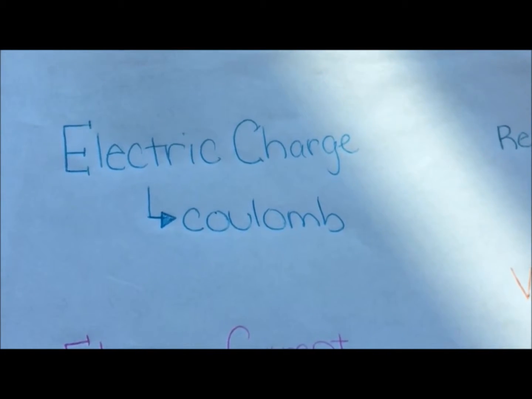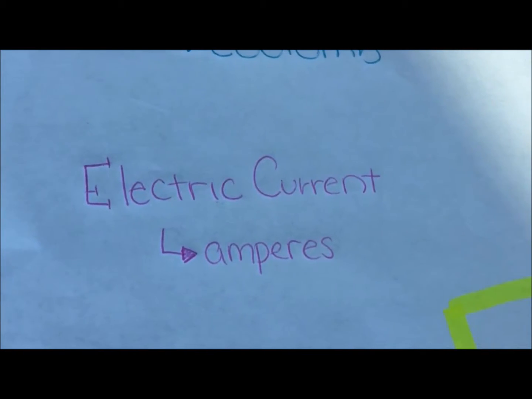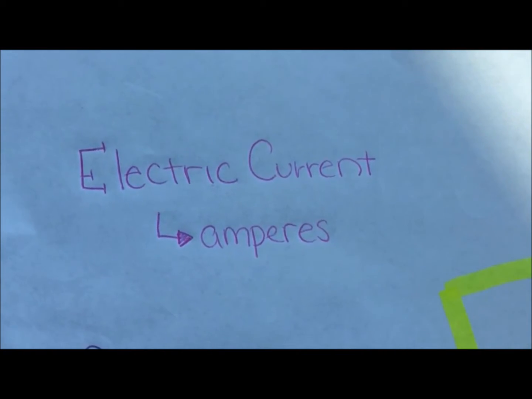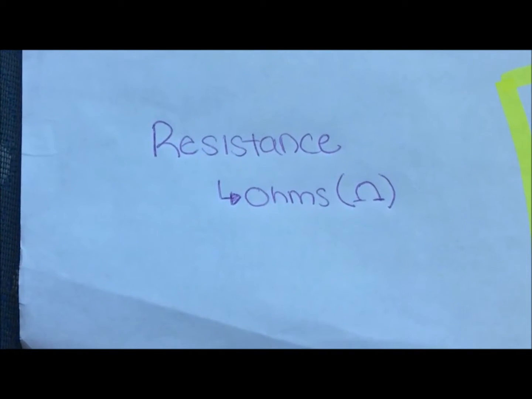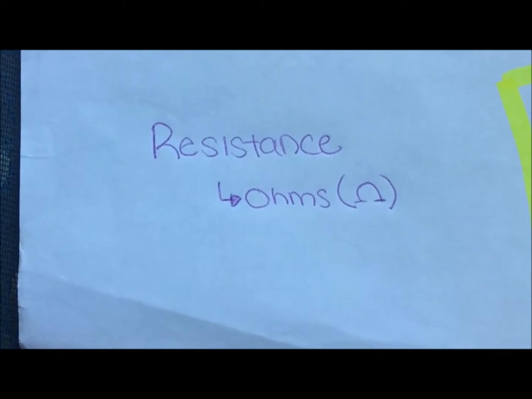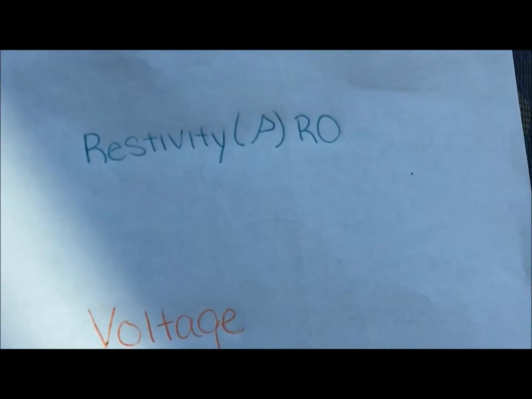Electric current is the flow of positive charge per second. The unit of current is amperes. 1 ampere means 1 coulomb of charge flowing per second. Resistance measured in ohms tells how difficult it is for charge to flow through a circuit element. Resistivity is a property of material which implies what the resistance would be of a matter.